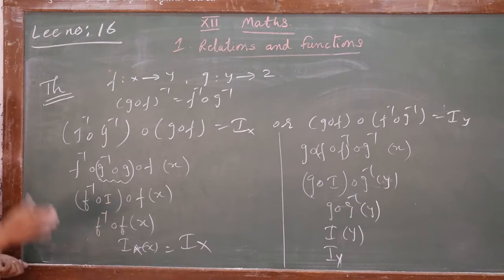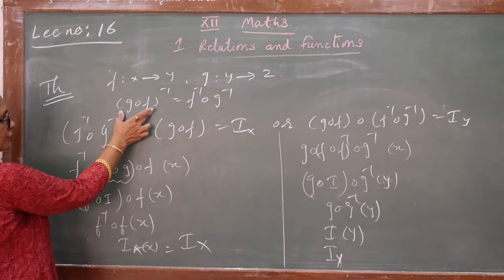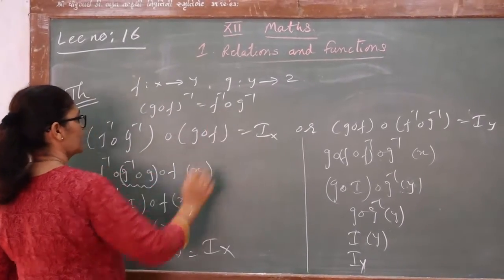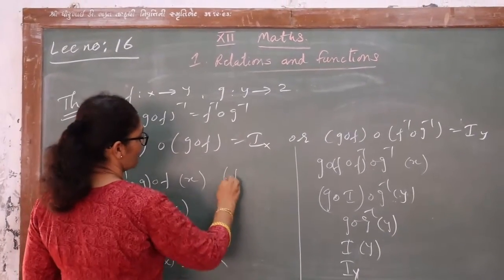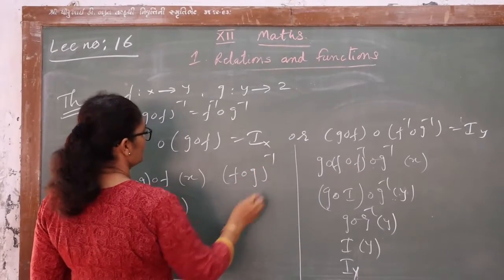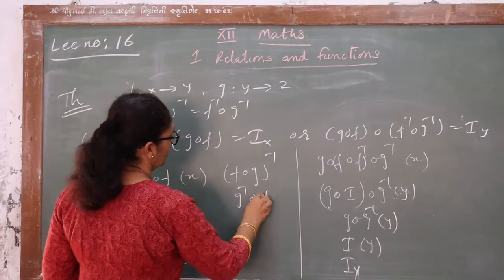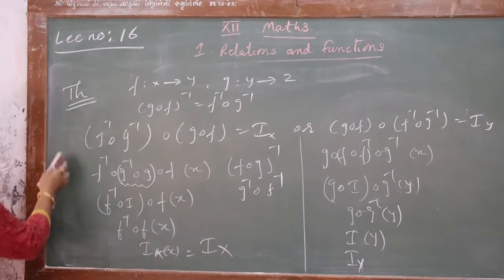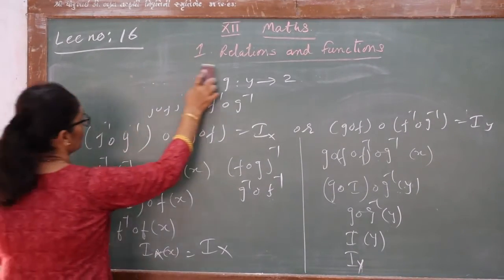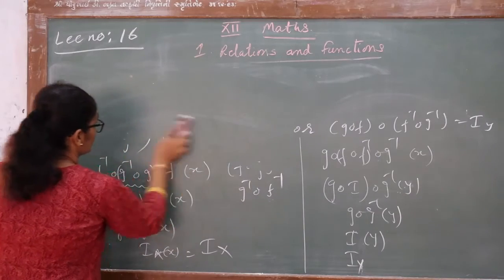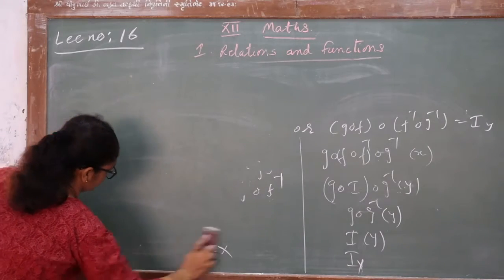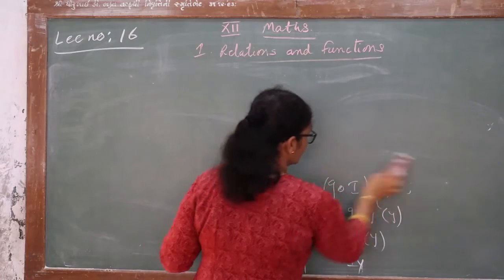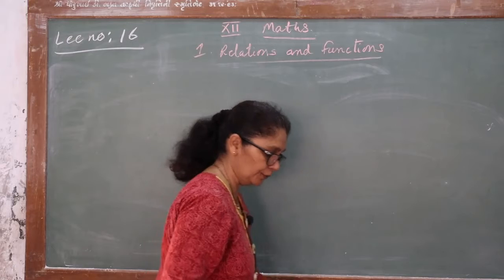Remember this: whenever we are finding the inverse of a composite function, the inverse of g over f means f inverse over g inverse, it will be reversed. In the same way, suppose you are writing f over g inverse, then you will get g inverse over f inverse. This is the main thing. Okay, this is your theorem number 2. I think now inverse is more clear to you.